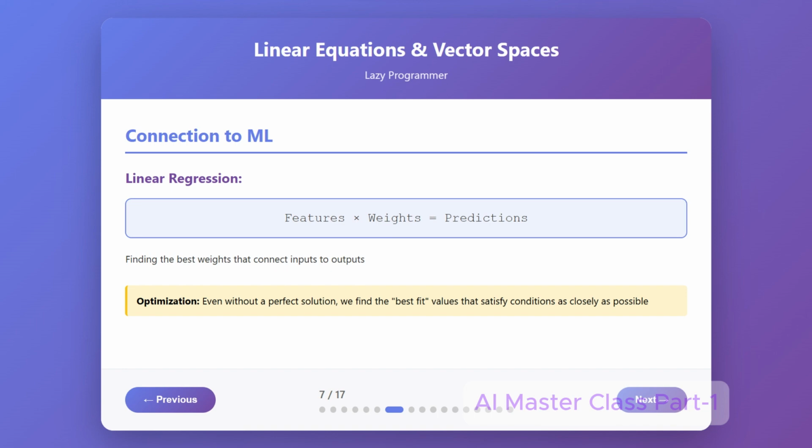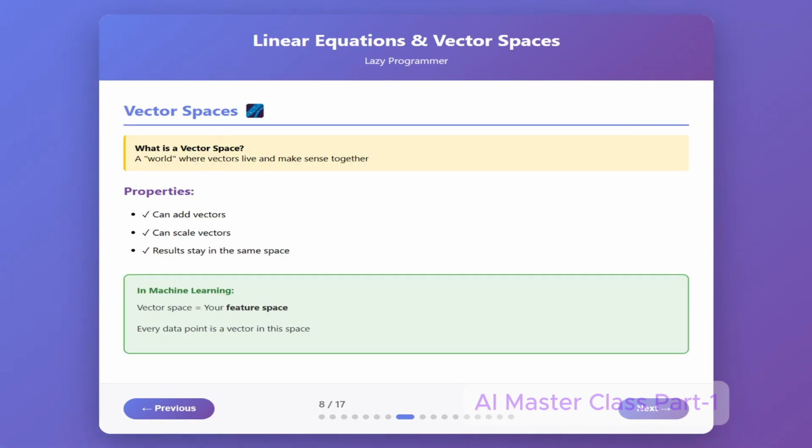Now let us move to something even more fundamental: vector spaces and span. Think of a vector space as a world where vectors live and make sense together. If you take vectors and you can add them, scale them, and still stay in the same world, then you are in a vector space. In machine learning, this world is usually your feature space. Every data point is a vector and all of them live in that same space.